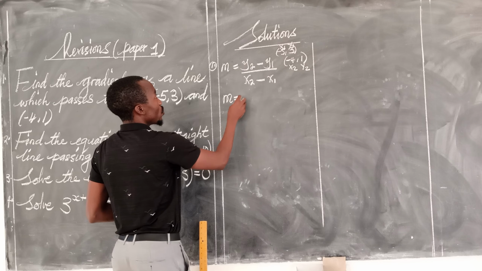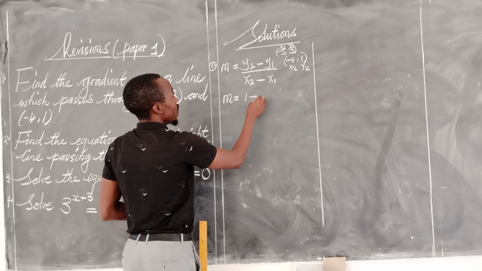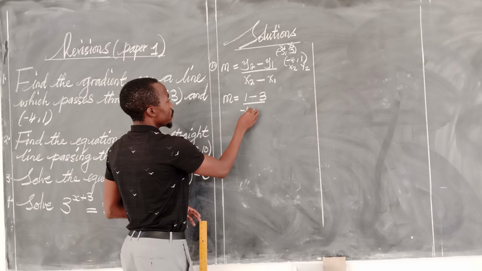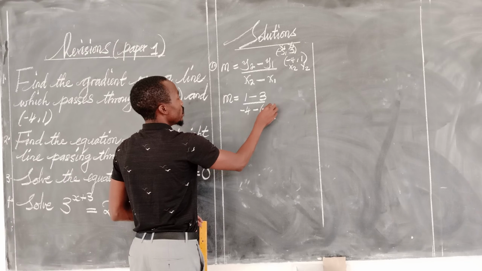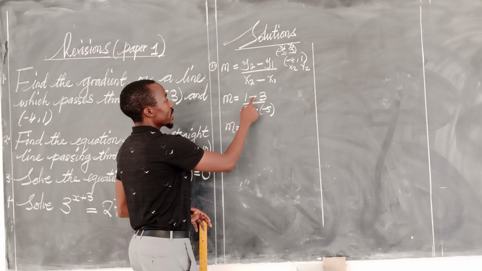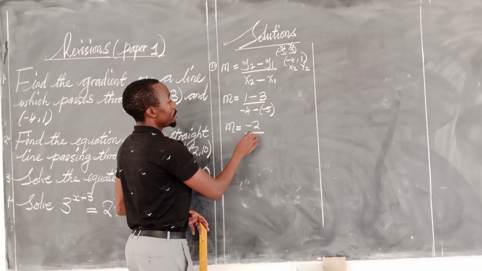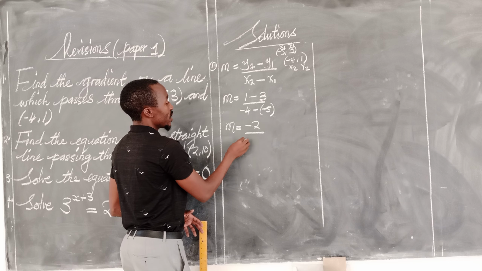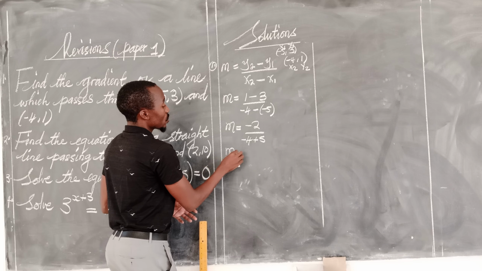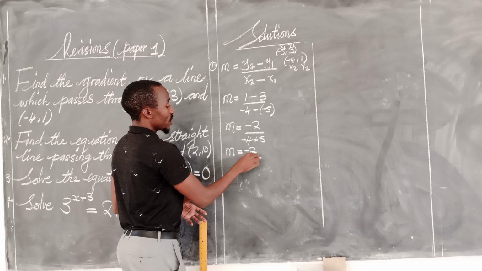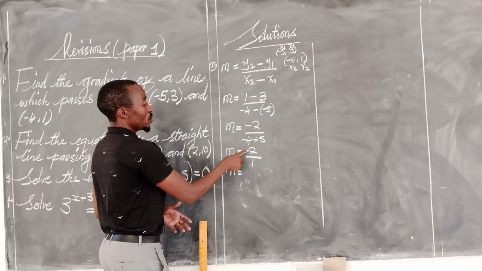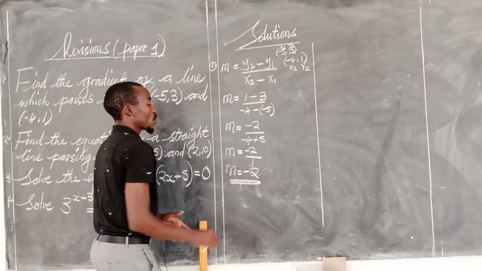So our gradient will be equal to, what is our y2? Our y2 is 1. So 1 minus our y1, which is 3, over. What is our x2? Our x2 is -4 minus our x1, which is -5. So therefore the gradient will be equal to, from 1 take away 3, remain with -2 over. Since negative times negative is positive, it's the same as -4 plus 5. Okay? So -4 plus 5 gives us 1. So this is the same as saying -2 over 1, it is -2. So that is how you find the gradient.